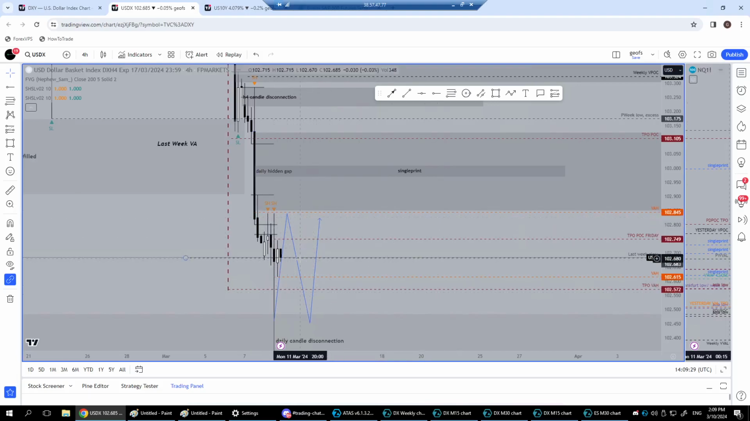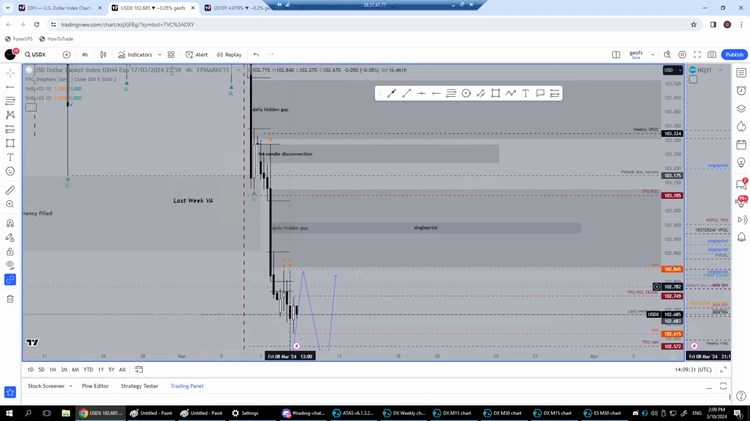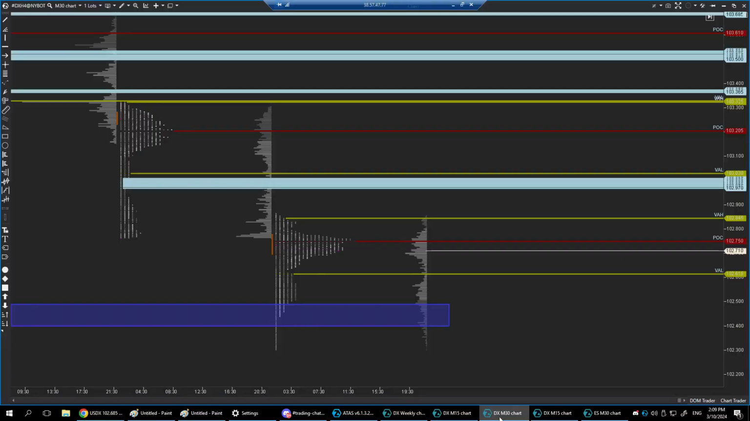What's their value area for Friday? Do the same for Thursday. So 103.205.